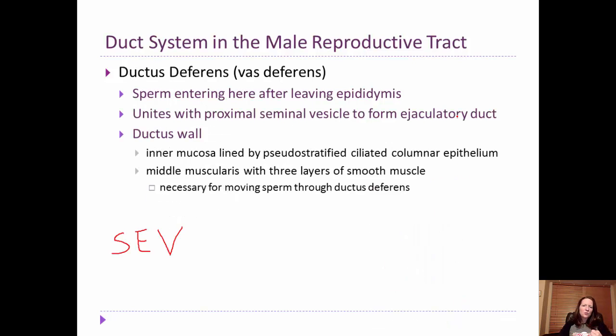So what the ductus wall is layered with is pseudo-stratified ciliated columnar epithelium, but we also have a muscularis layer that has 3 different smooth muscle layers, and the reason why is because it is going to move the sperm through. I know that I said in the epididymis they are going to be fully motile, but they actually don't have any fuel yet to move the flagellum.